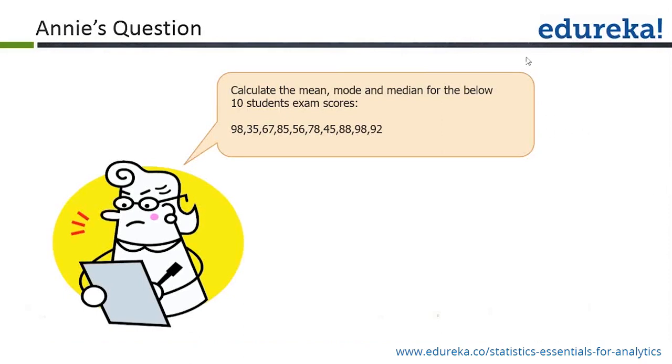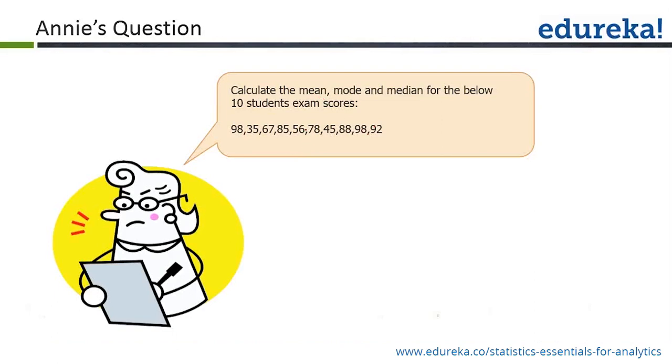So let's talk about how to do this rather than the final solution. If you're talking about mean, you take all these numbers, and in this case there are 10 students. So you take the addition of all of them and then divide by 10. That will give you the mean.